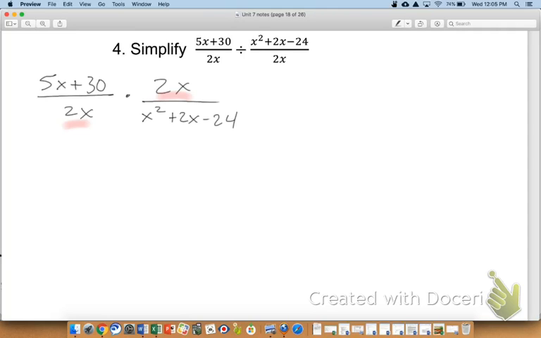Whenever you're going to factor, what should be the very first thing you think about? GCF. Yeah, so upper left, 5 is the GCF. So it'd be 5 parentheses x plus 6, all divided by 2x times 2x over... You could use box method. Yeah, so there's no GCF, right? So we always want to think about the GCF first. There isn't, and so you use the boxes.